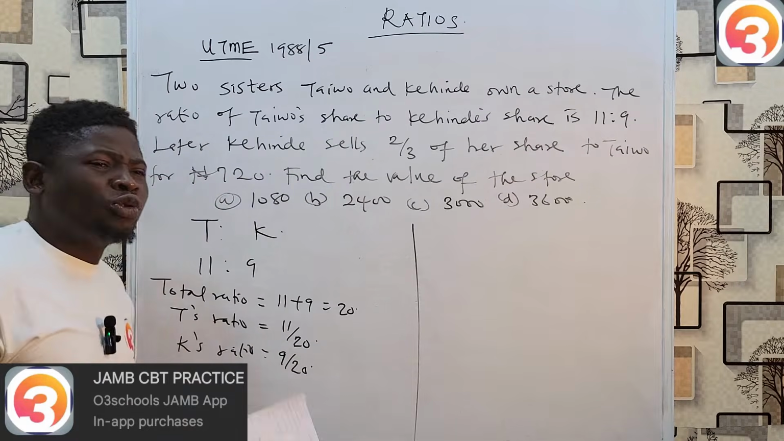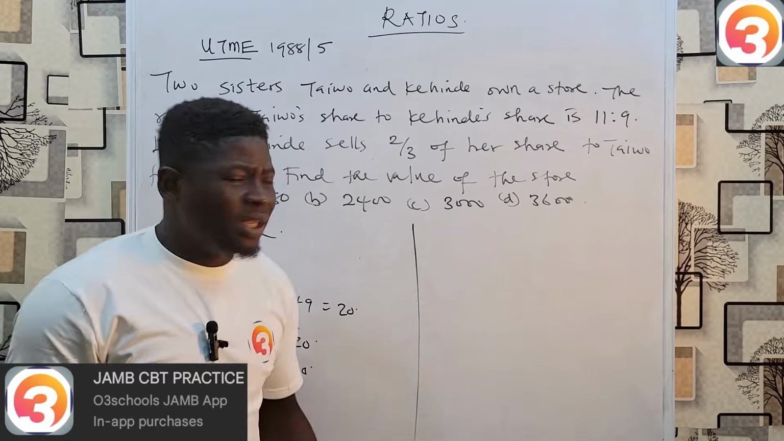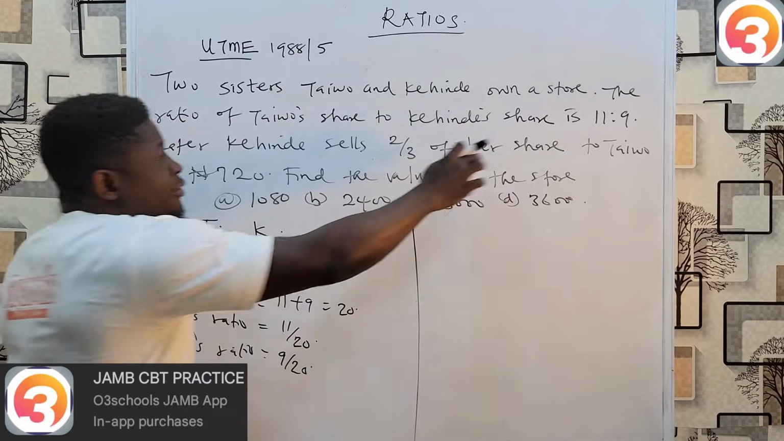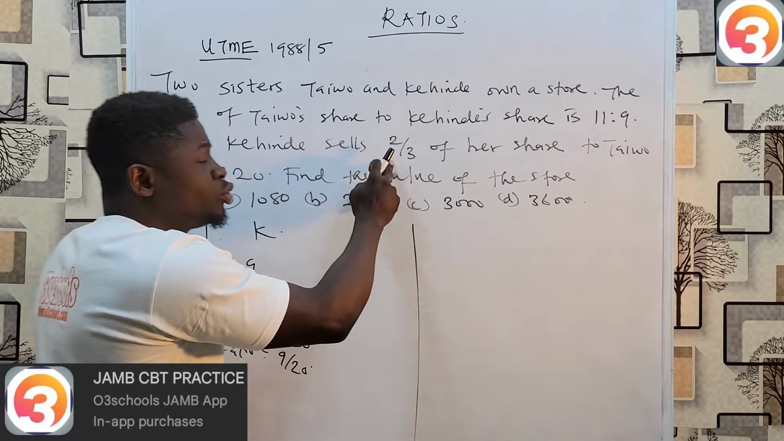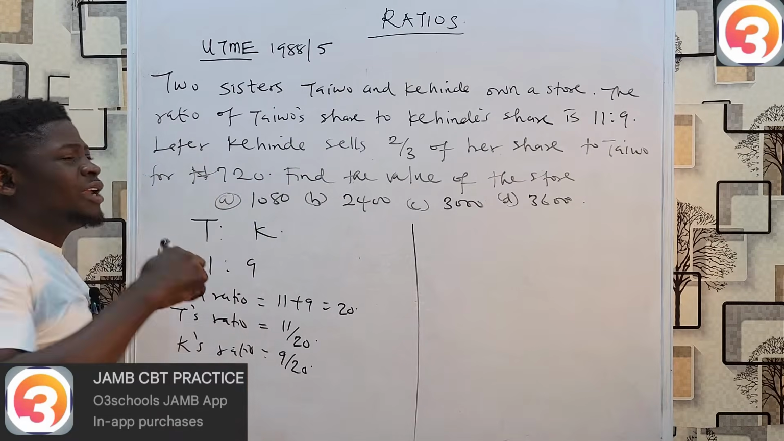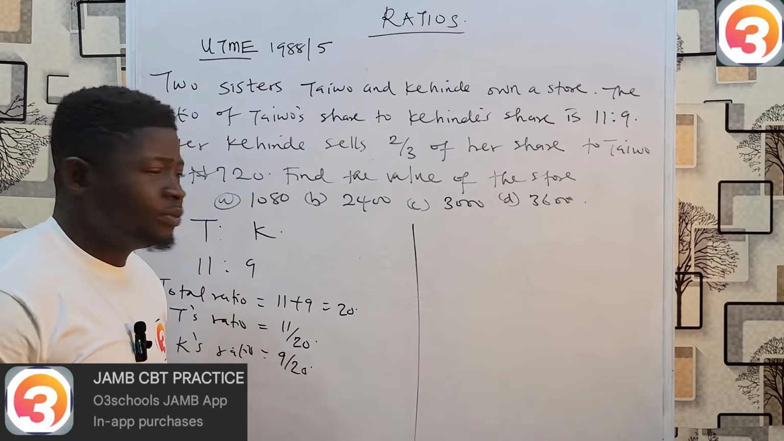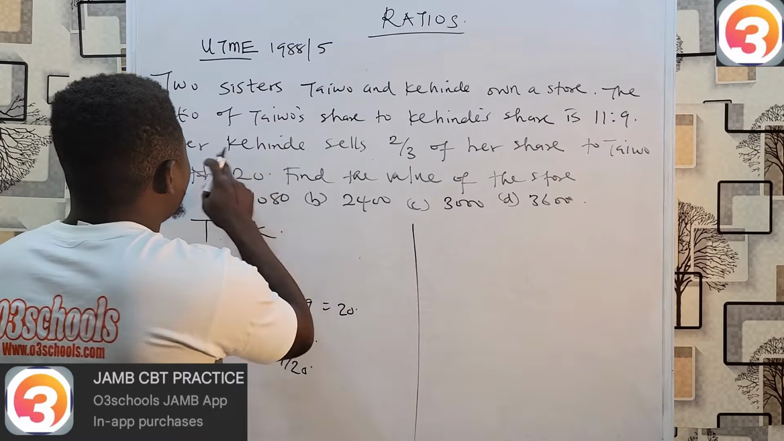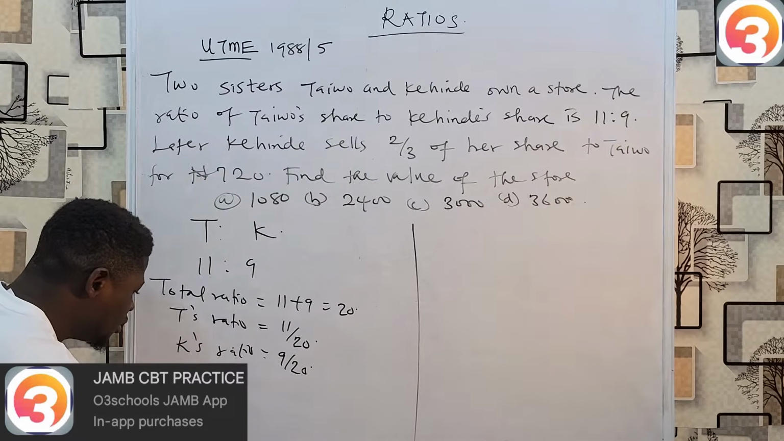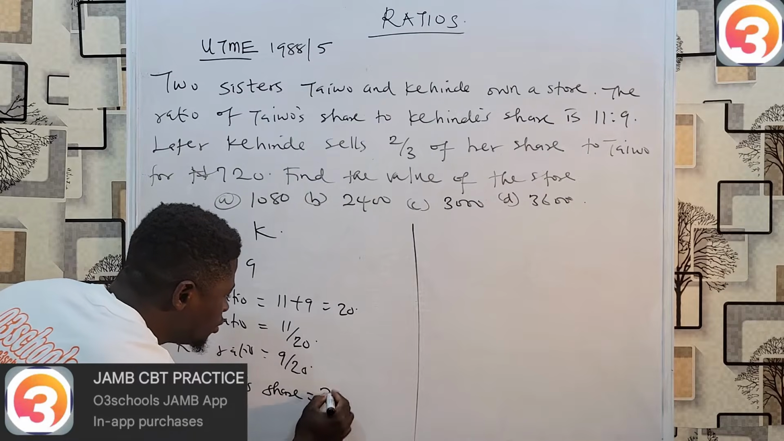So for us to find the total cost of the store, we have more information about Kende. We know her ratio, and we know she sold 2/3 of her share for this amount. So we can use that information to find the total cost of the shop. The next thing to do is to find 2/3 of her share.